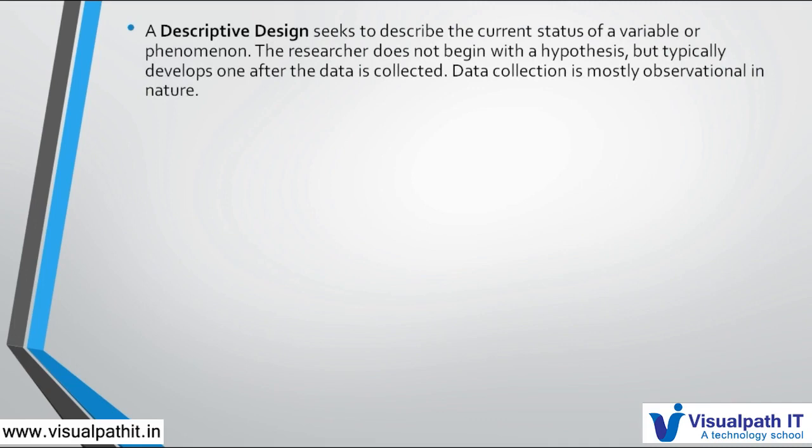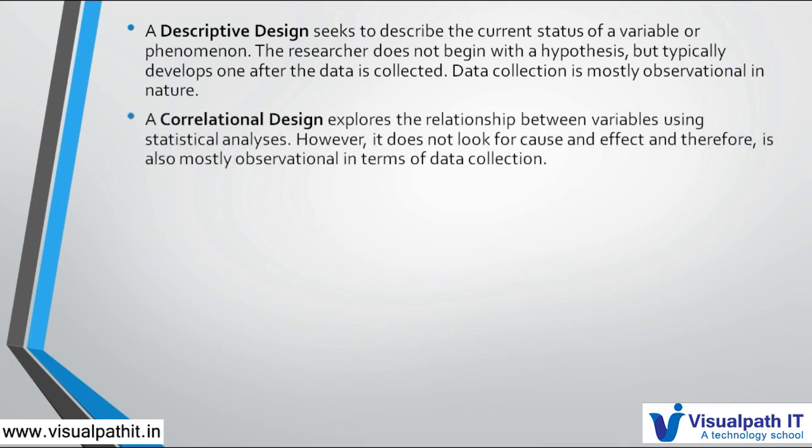Descriptive design seeks to describe the current status of a variable or phenomenon. The researcher does not begin with a hypothesis but typically develops one after the data is collected. Data collection is mostly observational in nature. A correlational design explores the relationship between variables using statistical analysis. However, it does not look for cause and effect and therefore is also mostly observational in terms of data collection.